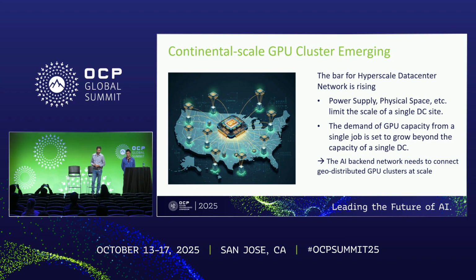Another challenge with AI backend networks is that we are talking about hundreds and thousands of GPUs connecting to each other. All these AI clusters cannot be confined to a single DC site. They need to be connected across different physical DCs. So that's another challenge: we need to connect these geo-distributed GPUs at scale.